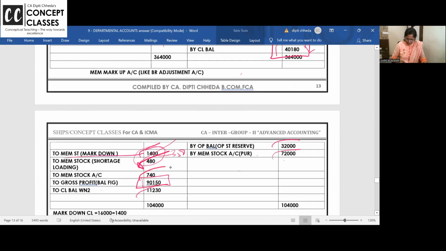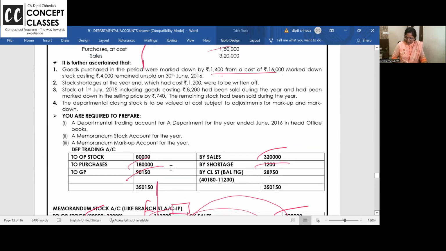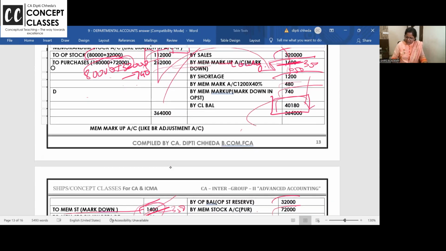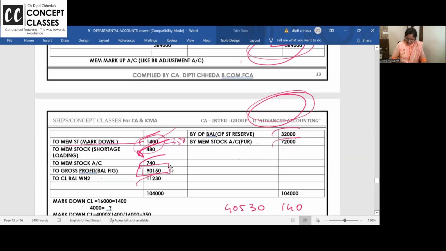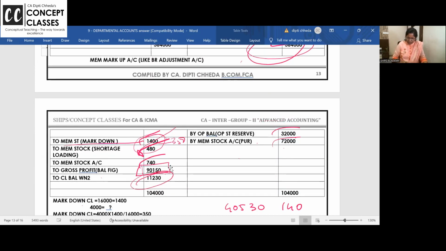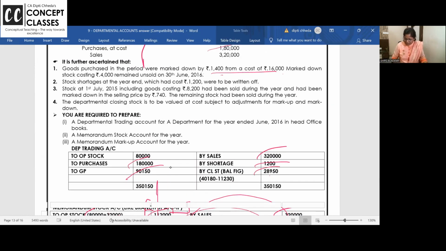90,150 is the GP. Tallied and closing stock भी tally कर सकते हैं. 4180 is the closing stock. और मार्कअप कितना आ रहा है? 11230. Are you with me? Stock is 4180. मार्कअप का क्लोजिंग अपने आप आएगा 11230. तो आपका ट्रेडिंग अकाउंट भी टैली होगा. Was it useful the way we have done revision of this? समझ में आया या नहीं? Working notes you have to check properly. Sure. Tomorrow when we will do branch accounting, na, these concepts will merge in the branch accounting and it will be more clear.